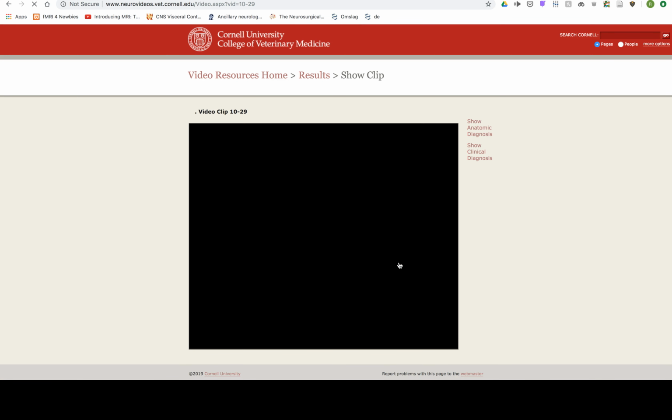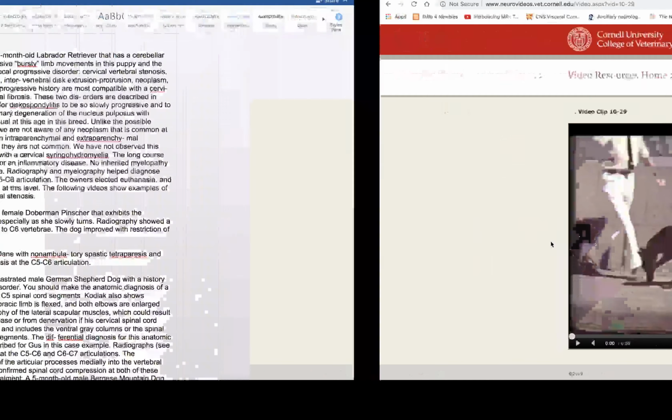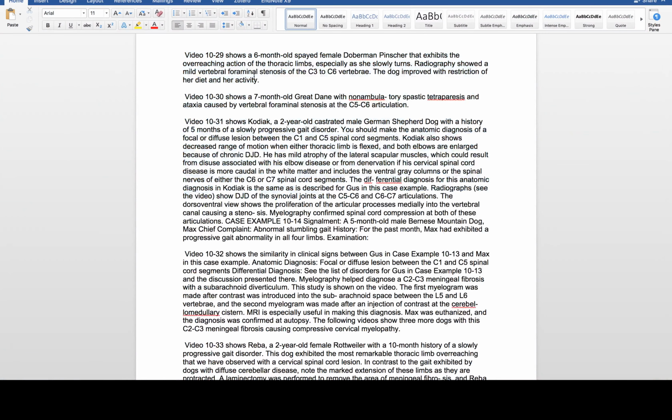We have not observed this degree of cervical spinal cord dysfunction with a cervical syringohydromelia. The long course with focal clinical signs would be unusual for an inflammatory disease. No inherited myelopathy has been reported for this breed at this age. Radiography and myelography help diagnose stenosis of the vertebral foramina at the C5, C6 articulation. The owners elected euthanasia, and a compressive myelopathy was diagnosed at this level.